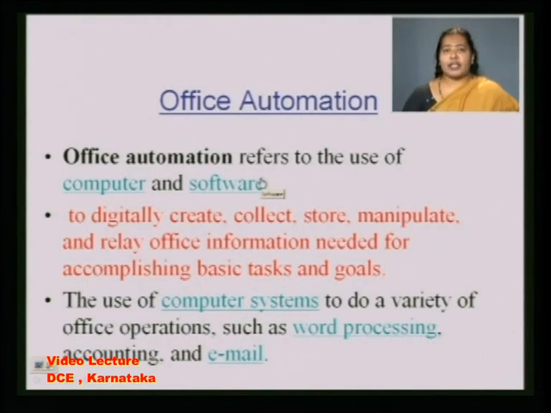So what is the correct meaning of office automation? Now it means to digitally create, collect, store, manipulate and relay office information needed for accomplishing basic tasks and goals. Now for example, take your college office. Your college office has to send an attendance report to your house. So how will they send?